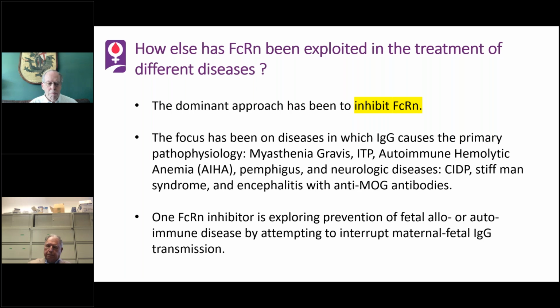More recently, and this is going to be the subject of another Foundation for Women and Girls with Blood Disorders webinar in, I believe, January, and was recently published in the New England Journal at the beginning of August in the first pilot study with proof of principle, an FcRn inhibitor has been explored to prevent transmission of maternal IgG to the fetus and thus prevent occurrence of fetal disease mediated by those antibodies.